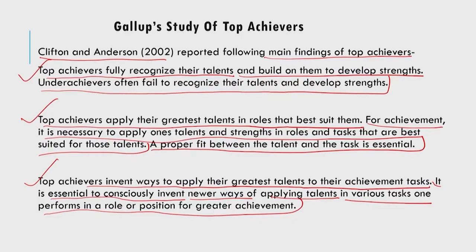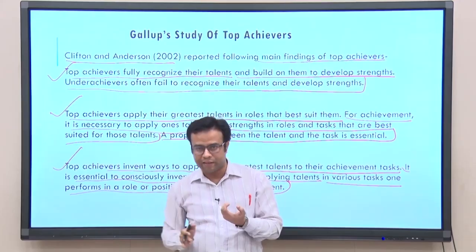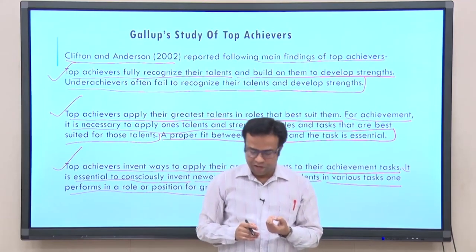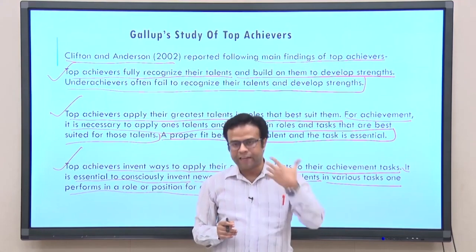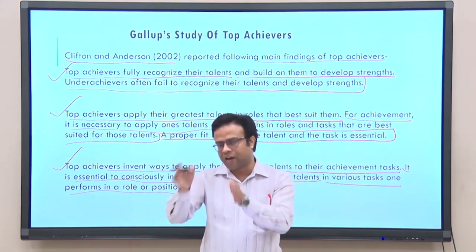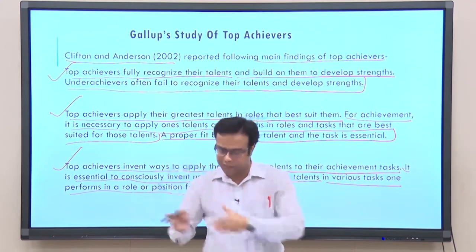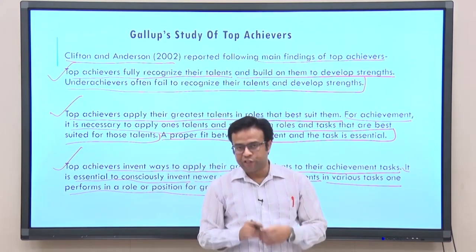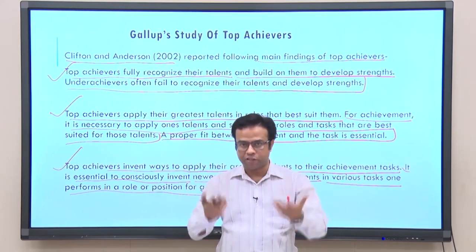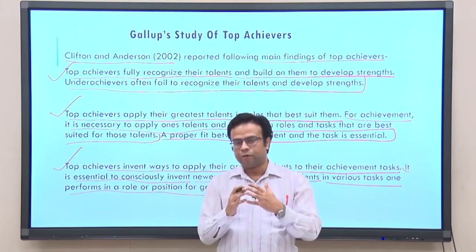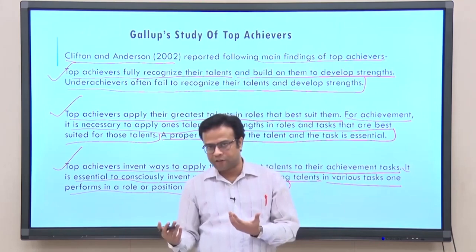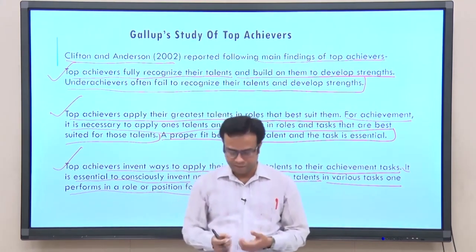One, top achievers recognize their talent, polish those talents and make them their strengths. Top achievers apply their talents in a role or task where it is most suitable, so there is a fit between their talent and the task that they do. And top achievers invent newer, more creative ways of using their greatest talent to achieve things in their life.